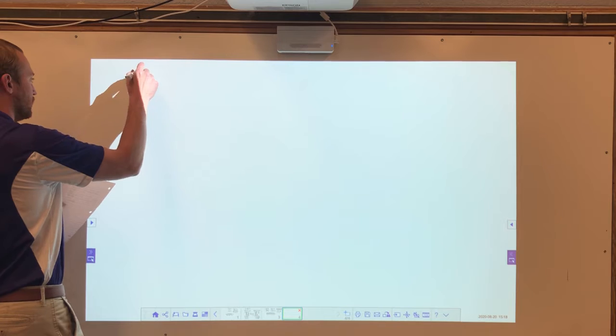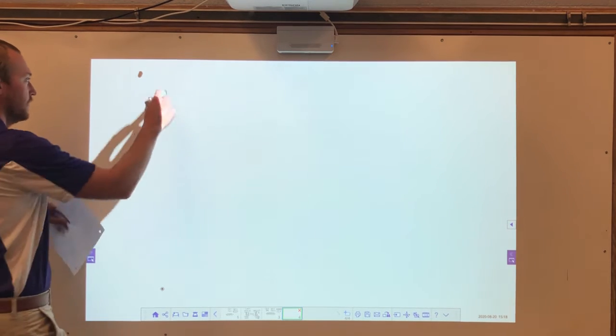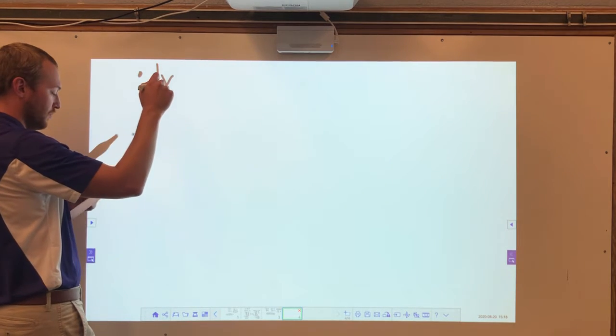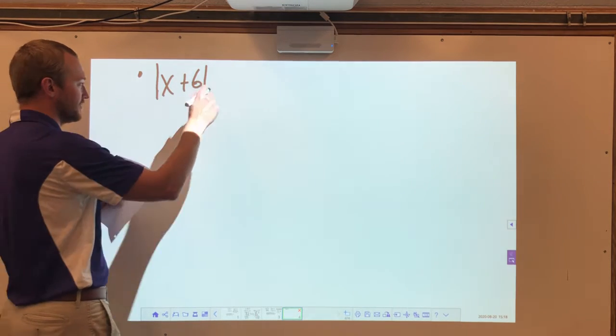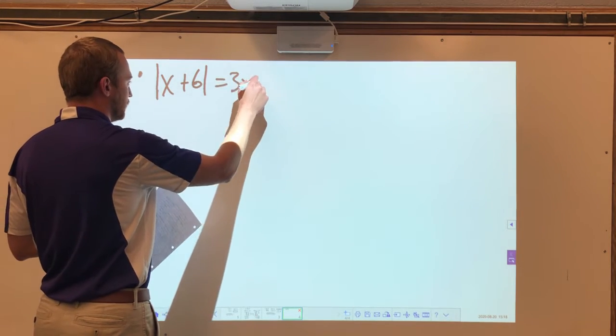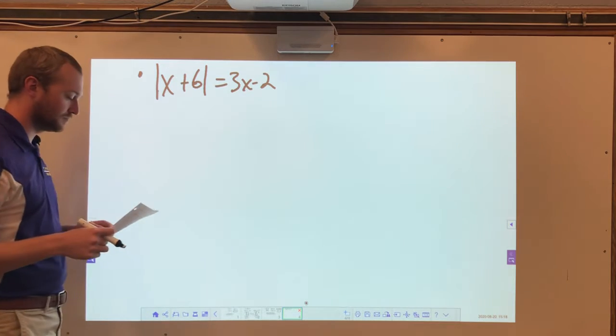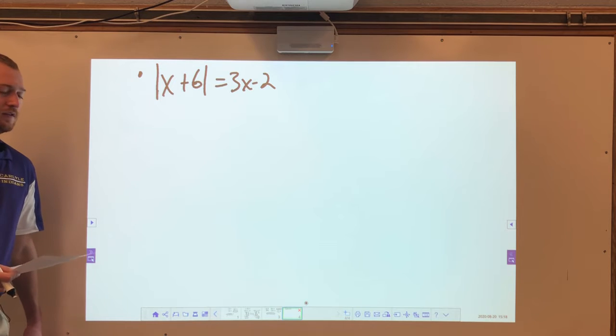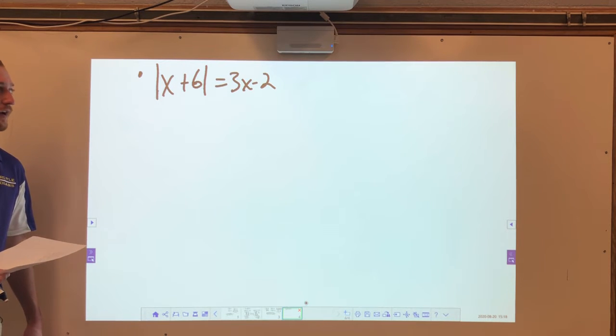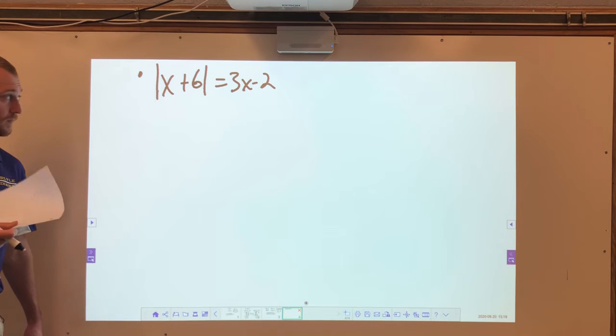Let's do one last example. We're going to address a few important things in this example. The absolute value of x plus 6 equals 3x minus 2. This problem looks a little bit harder. That's okay.